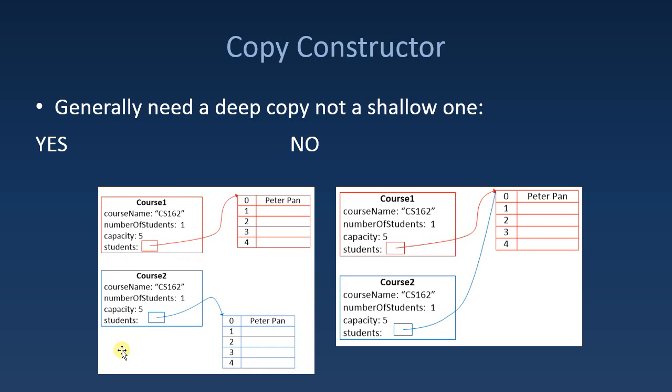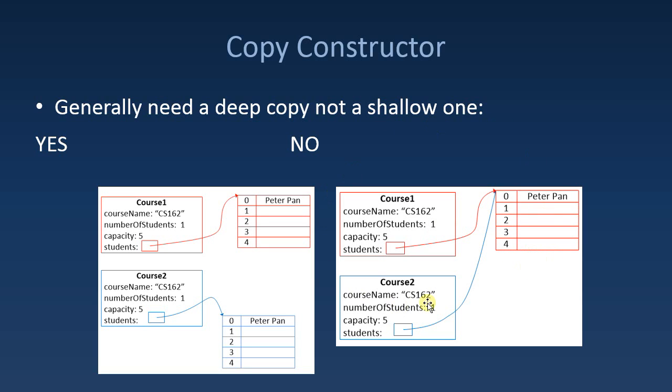Where I copied course 2 into course 1 or vice versa, and I end up with two distinct objects, each with their own storage. Versus a shallow copy where I copy course 1 into course 2, and they each have their own capacity and number of students, but they share the same array.